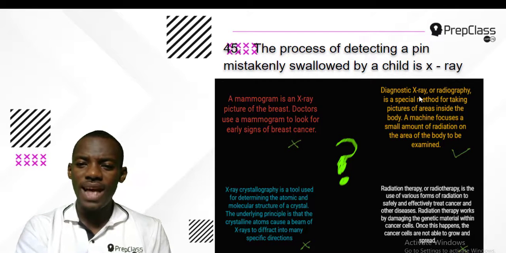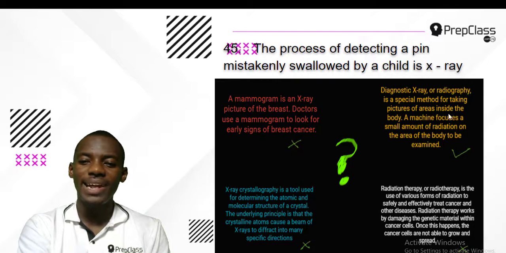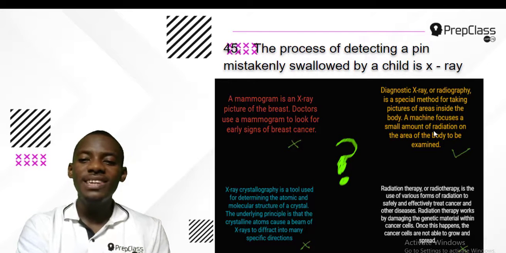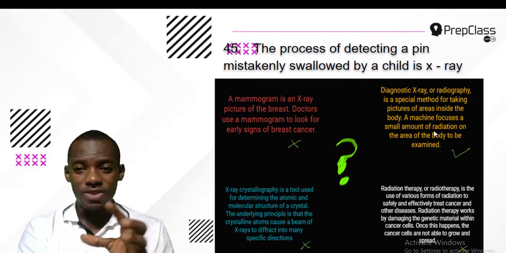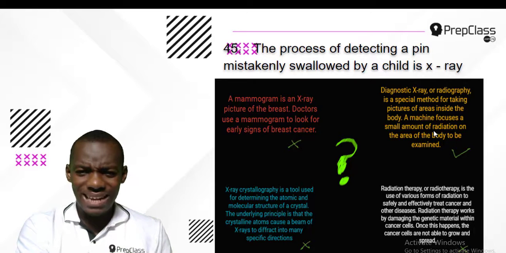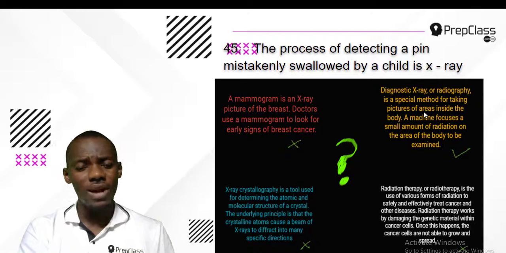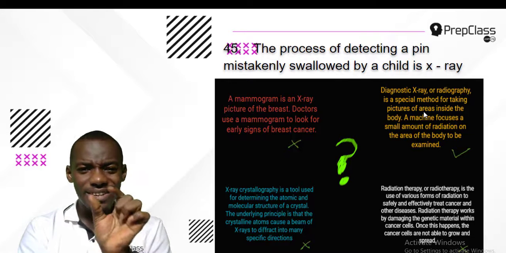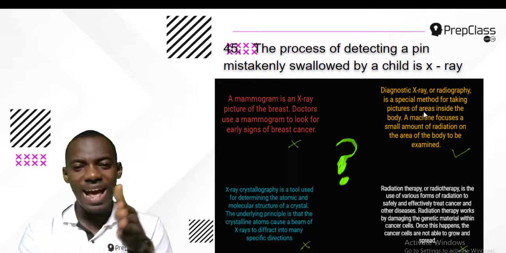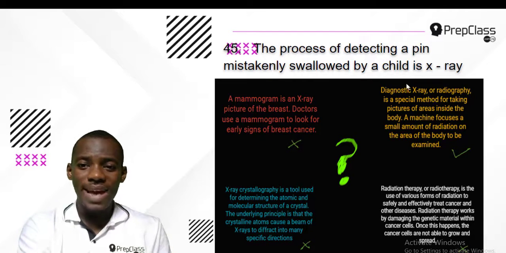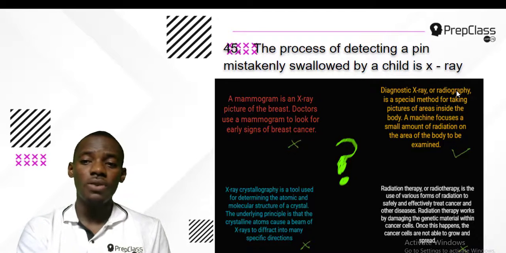Then diagnostic X-ray or radiography is a special method of taking pictures of areas inside the body. A machine focuses a small amount of radiation on the area of the body to be examined. Now, this is a picture of a section of the body, to look at the area in that body. And that, I believe, is the answer, because if the child swallowed the pin, then you need to X-ray the layers of the stomach and look for which area has the pin, and you can only do that under diagnosis. So it is diagnostic X-ray, and that is the answer, or it's also called radiography.